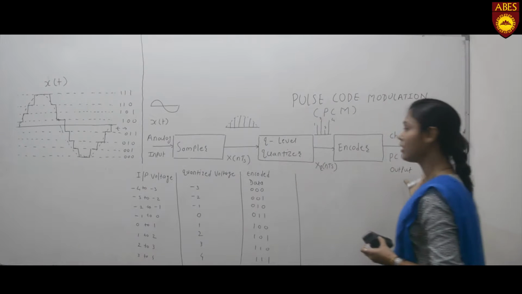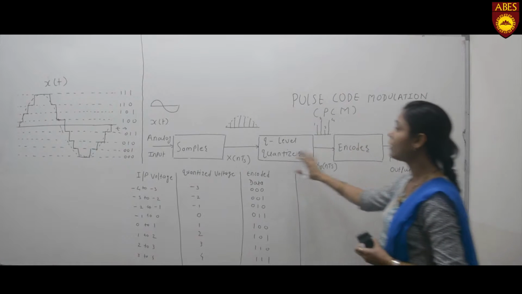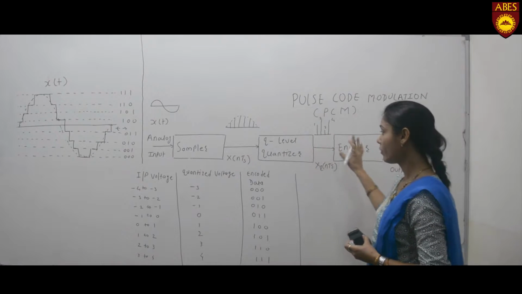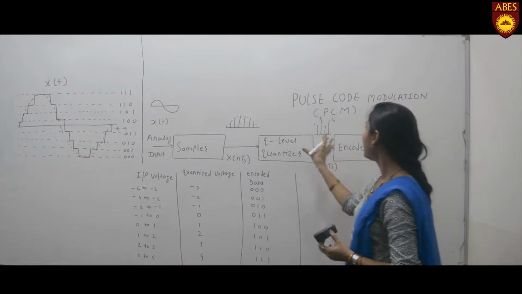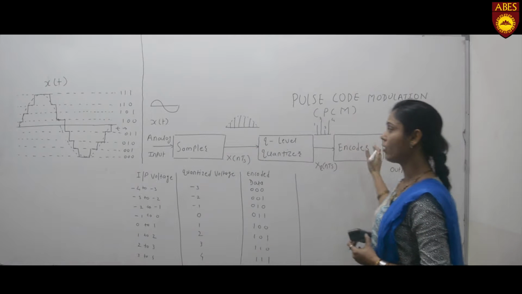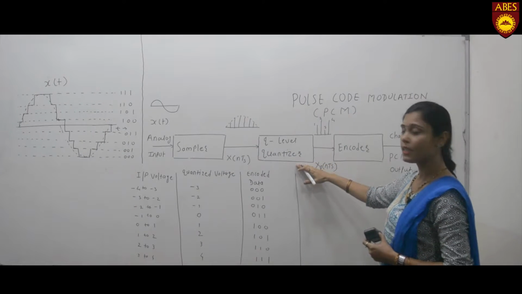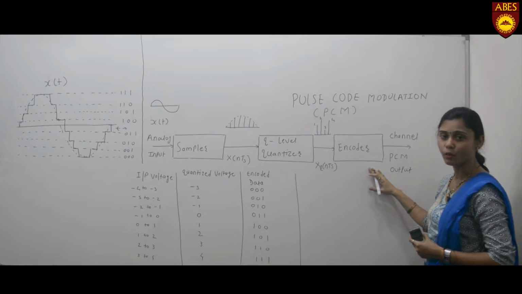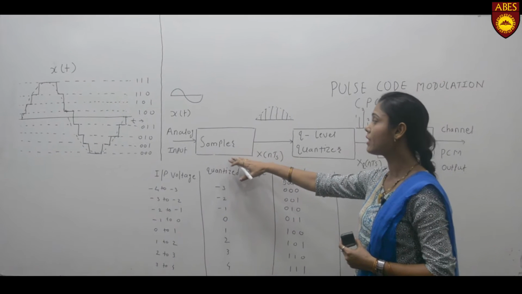analog to digital one. Now see that this is the basic block diagram of the PCM modulator which is used at the transmitter side. In this, the complete PCM operation is divided into only 3 blocks. The first one is the sampler, the second one is the Q level quantizer, and the third one is the encoder. Now what is the sampler? Now let us discuss the first block which is the sampler.